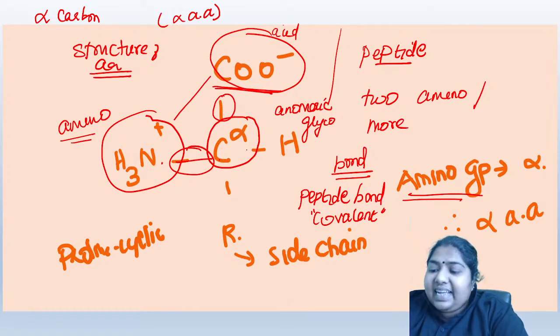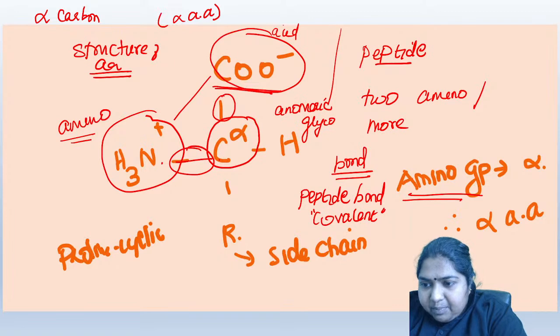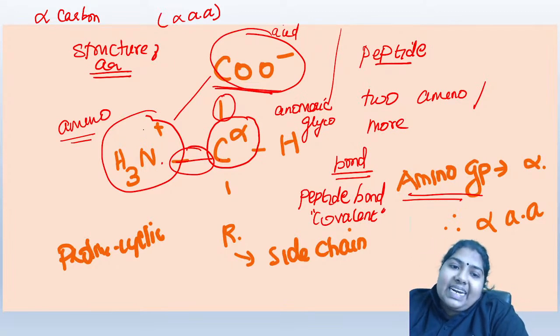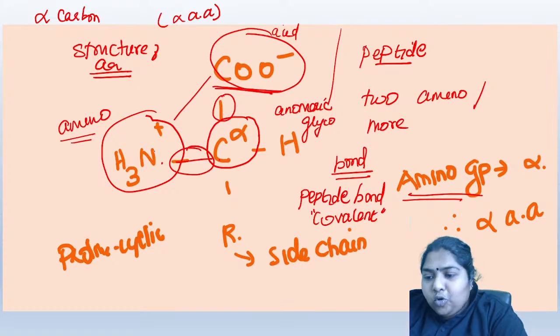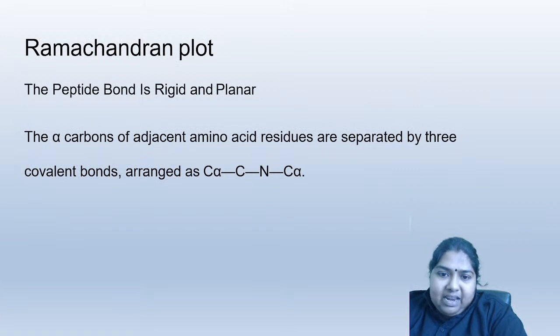The C alpha is nothing but the carbon, and that particular carbon is going to get connected with your amino group. This is what is called your C alpha or the carbon alpha.